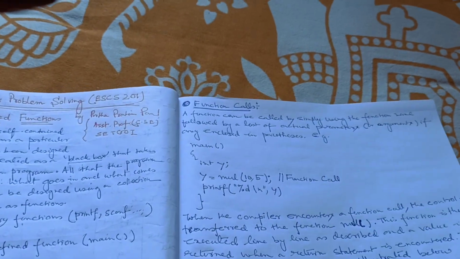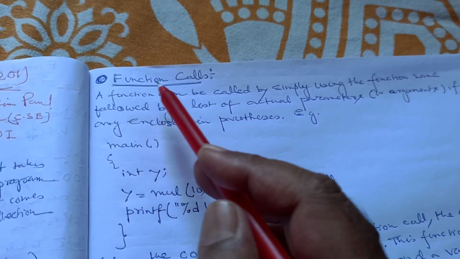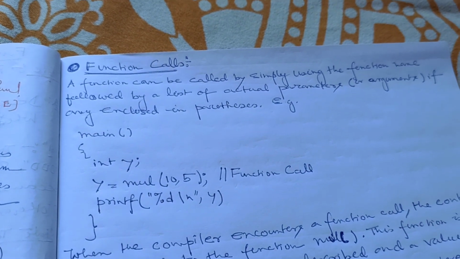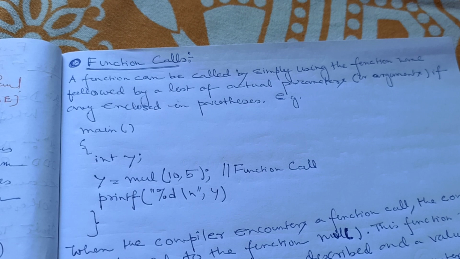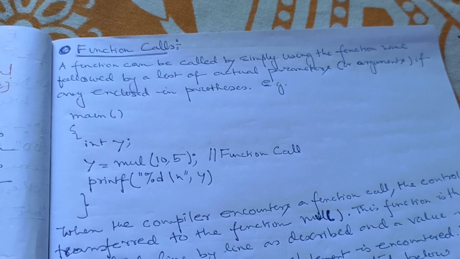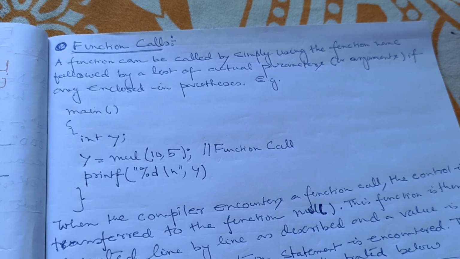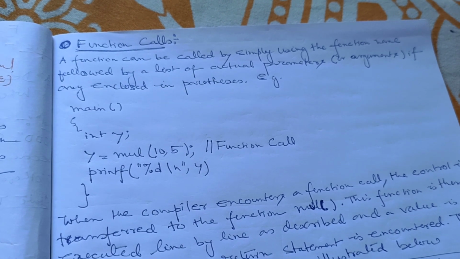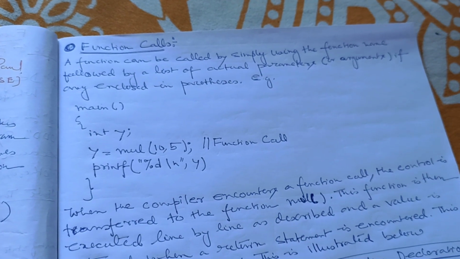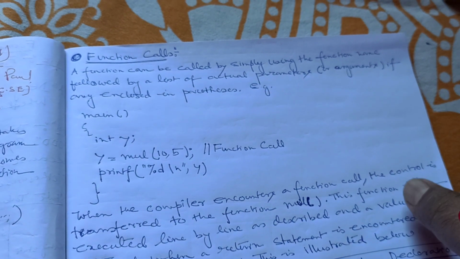Okay, next is function call. A function can be called by simply using the function name followed by a list of actual parameters or arguments, if any, enclosed in the parentheses. So how can we call a function? Just by writing the function name with a list of actual parameters.